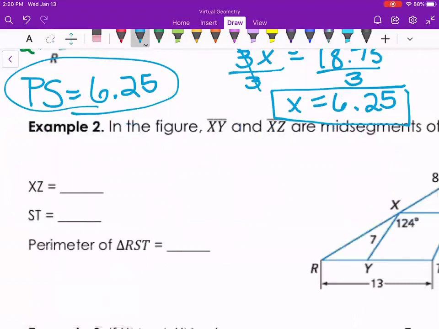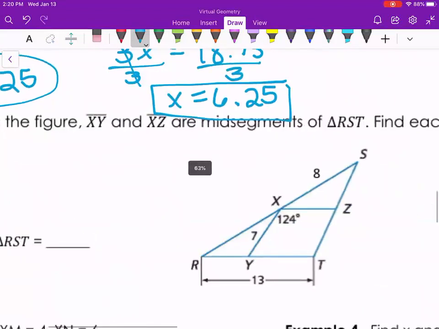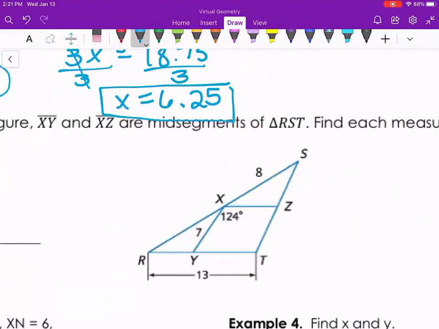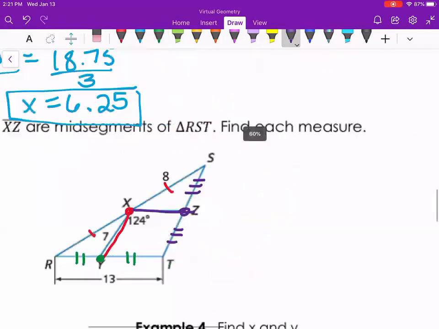Now let's see what happens when we look at the mid segment. All right, so in this triangle RST, segment XY and XZ are mid segments. So if XY is a mid segment, that means X is in the middle and Y is in the middle. And then it says XZ is a mid segment. So that also means Z is in the middle. So I get all of these different equal parts if I know I'm looking at a mid segment. Find each of the measures we need.